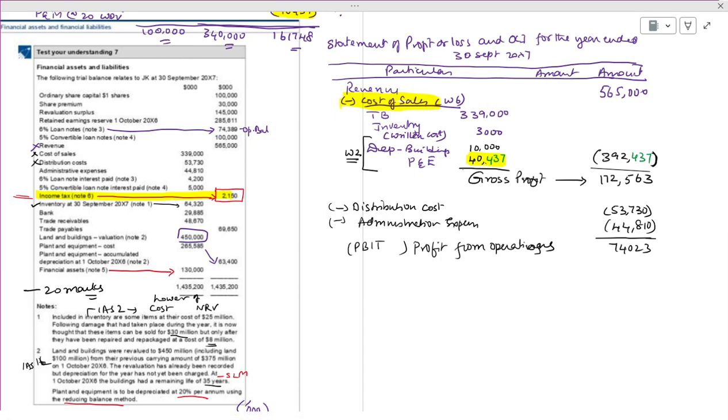What next? Better to use profit from operations. No problem. Next, what do we have to do? Interest paid. How much interest have you paid? Yes, let's see. Working 3, working 4. What is the effective rate in working 3? How much have you paid?